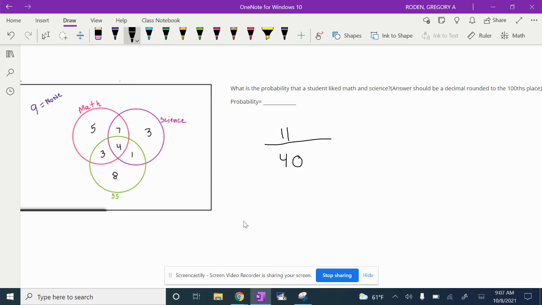So that's going to be 11 out of 40. And 11 divided by 40 gives us approximately 0.23. Excuse me, not 0.23, 0.28. About 28%, 0.28 when you round on that. Okay, so you're going to use the 7 and the 4 is what you want to use because that's the overlapping of the math and the science.